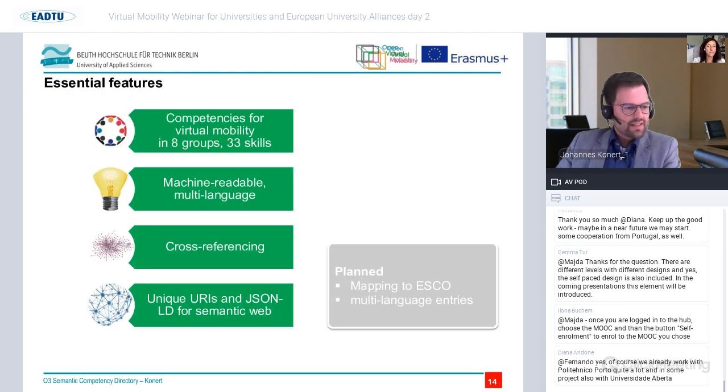So in summary, last slide, you can find from us competencies that were developed in the project as semantic information data on this competency directory. You can browse it as a user as a website, and you can access it machine-readable. The semantic data is cross-referencing among the skills, and we're working on referencing ESCO skills from our skills as well, so to say which skills are similar to others. And because these are unique URLs and there's JSON-linked data, you can easily embed these URLs directly in your websites and descriptions of badges so that users can click on and see more information.